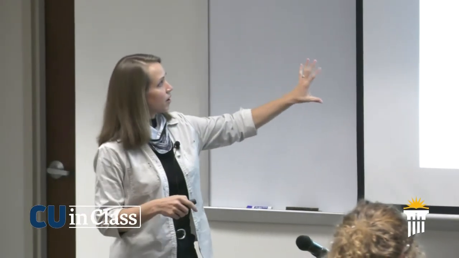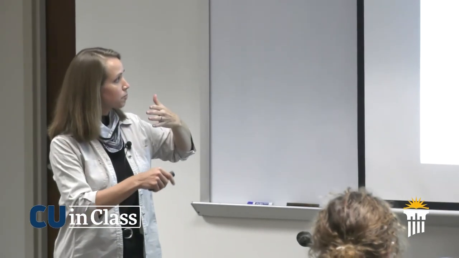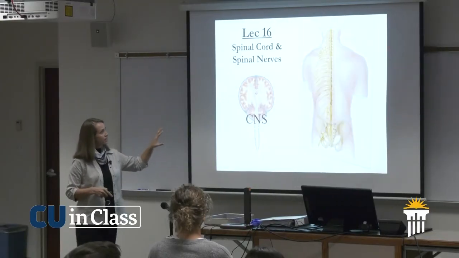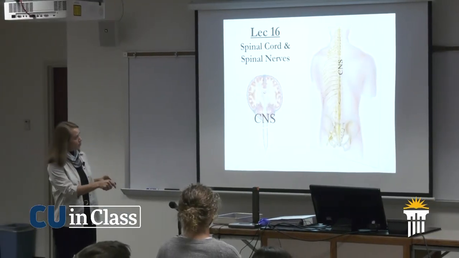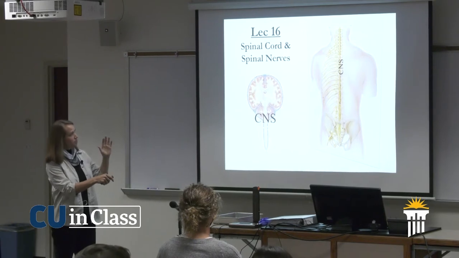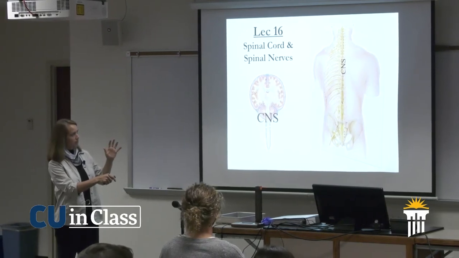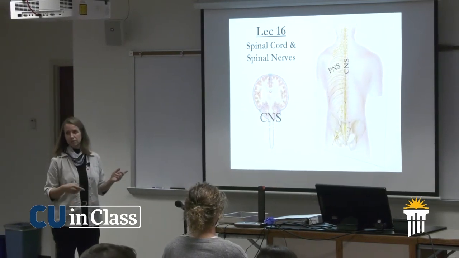So spinal cord and spinal nerves, this is our frontal view of the brain and spinal cord. The spinal cord's been severed there just in order to fit the whole thing on the page. And so we already know this is the central nervous system. So today's lecture, as we look at the spinal cord and spinal nerves, just keep in mind we're looking at part of the CNS, as well as part of the peripheral nervous system.